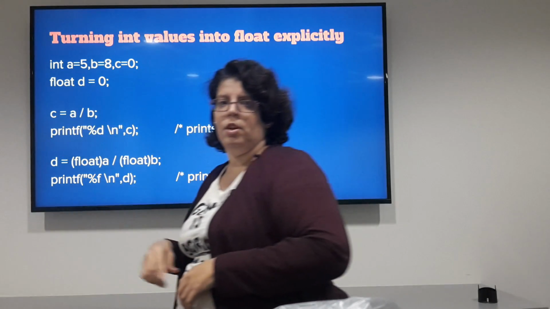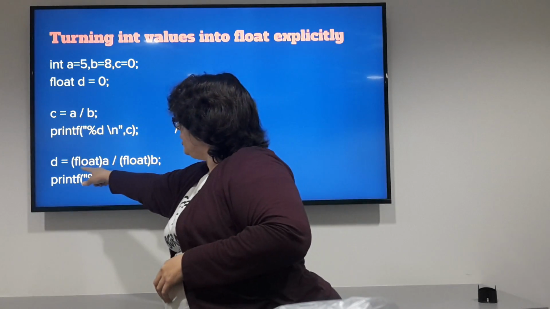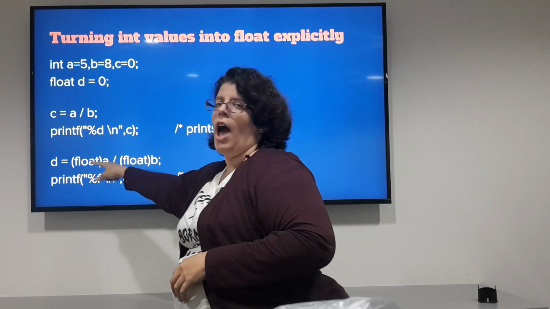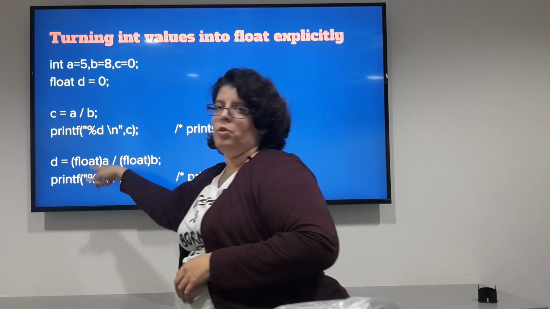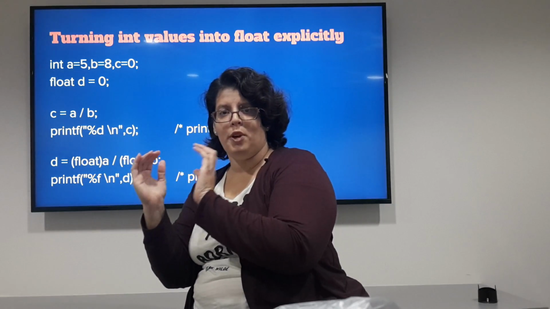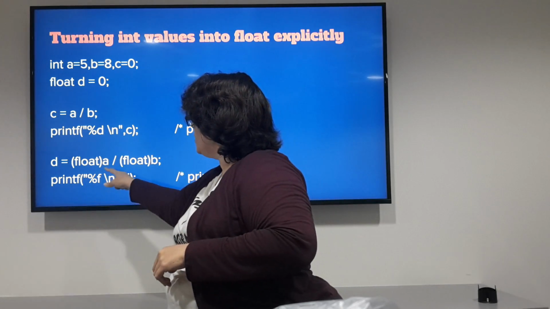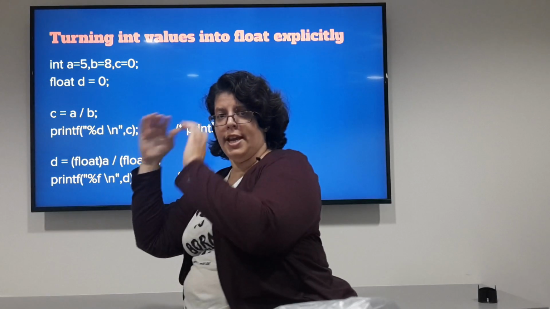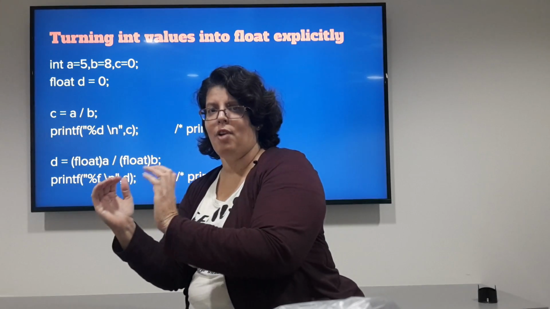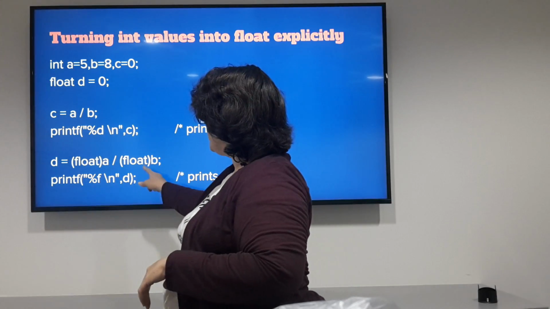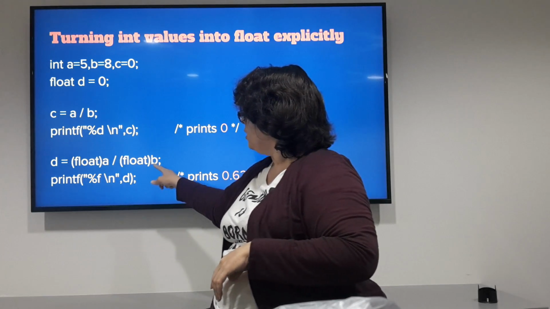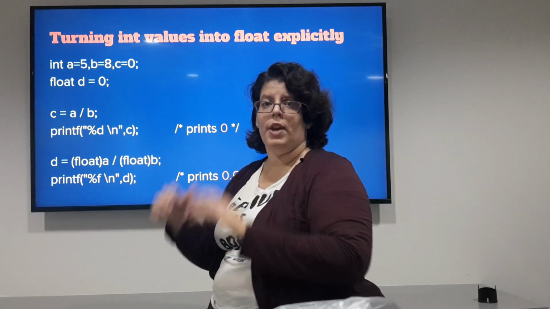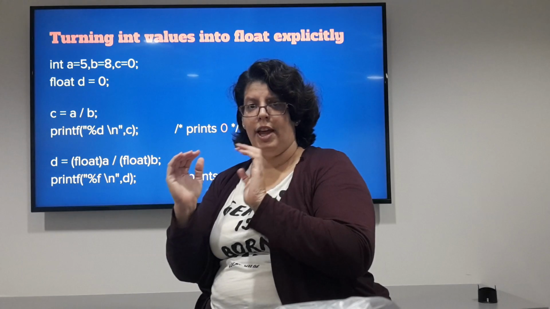So I said, explicitly I'm saying, you see this a here? I need this a to be turned into a float. And I did that by putting the word float in parentheses right in front of it. Saying, get this a, it was an integer, get this integer and turn it into a float. And I said float right there, saying, this is the one I want you to turn into a float. I did the same thing here. I said b, take b and turn that into a float. And I said the word float in parentheses right in front of that b.